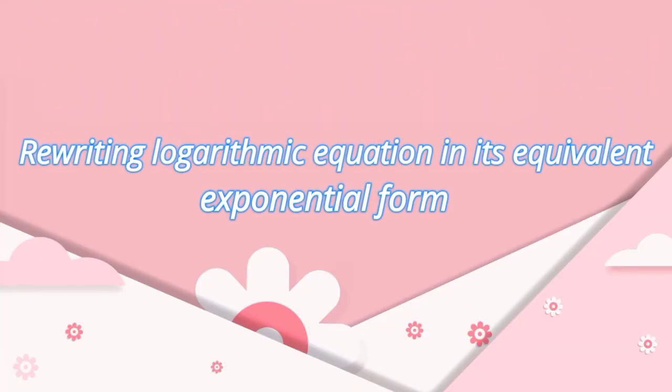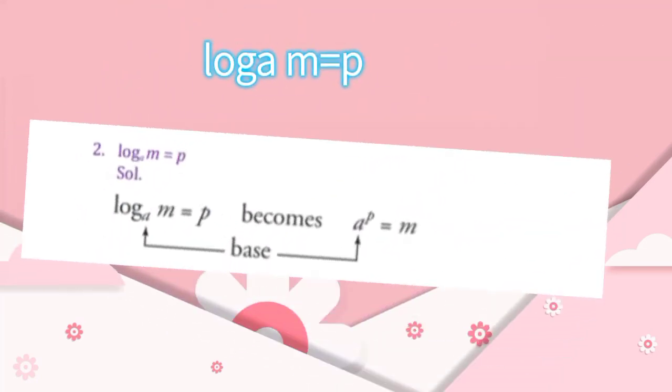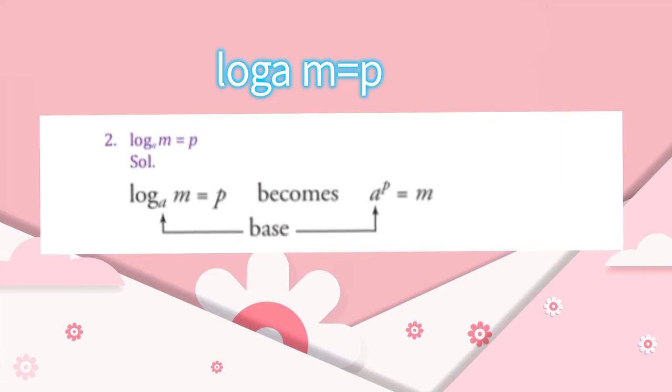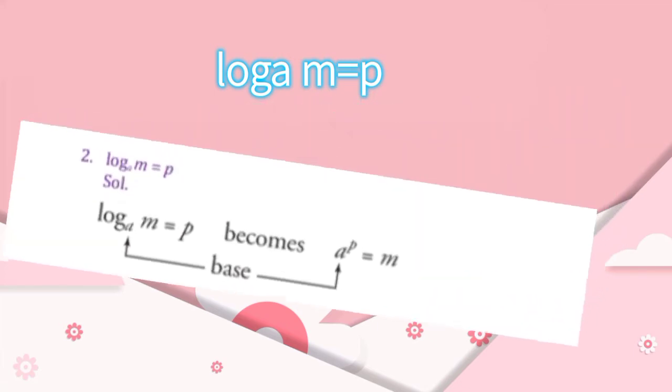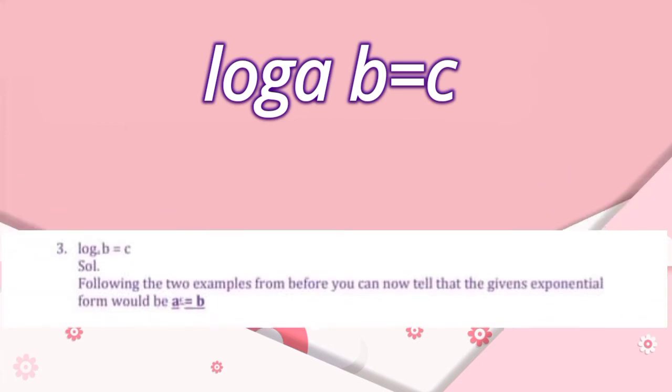Rewriting a logarithmic equation in its equivalent exponential form. Number 1. 2 equals logarithm of 36 base 6 becomes 6 squared equals 36. Number 2. p equals logarithm of m base a becomes a to the power of p equals m. Number 3. c equals logarithm of b base a. Following the two examples from before, you can now tell that the given exponential form would be a to the power of c equals b.